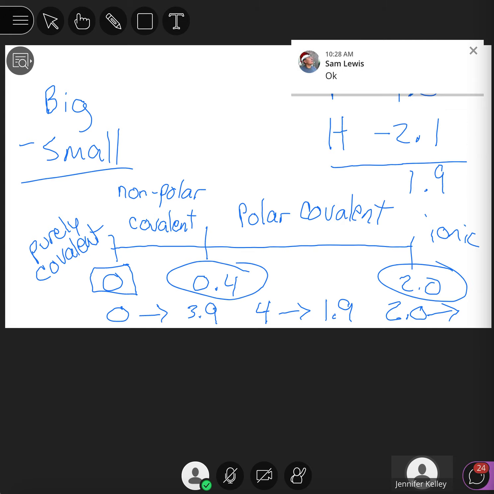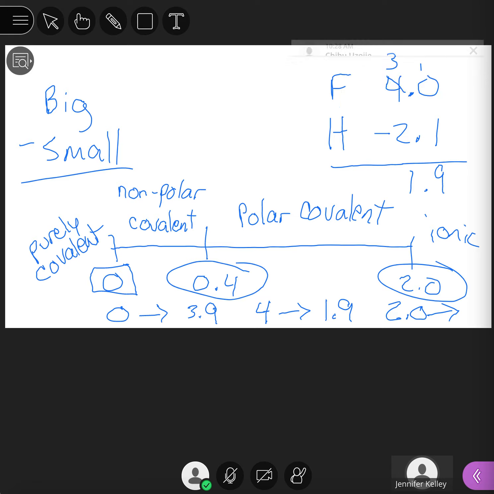Ionic is after 2, correct. It's purely covalent only for bonds. There is like one other option, I think, when you subtract the 2, that you get purely covalent.